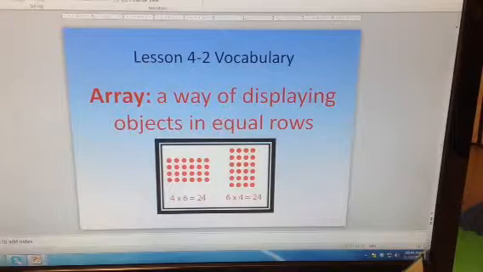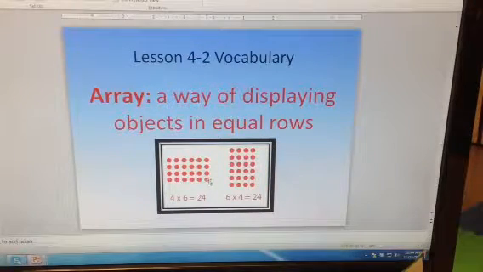Now we have a very important vocab word in this lesson. The word is array. Array means a way of displaying objects in equal rows. One of the things I pointed out to the students when we were looking at this slide was that each of these rows have an equal number of counters or dots in them. There's 6 counters in this row, and there's an equal number in this row, 6 here. There's 6 more in the next row and 6 more in the last of the 4 rows.